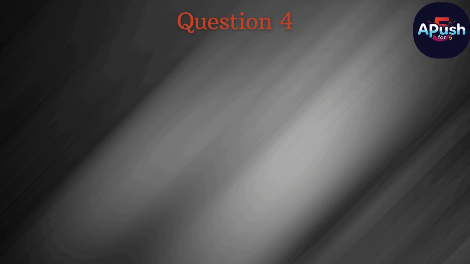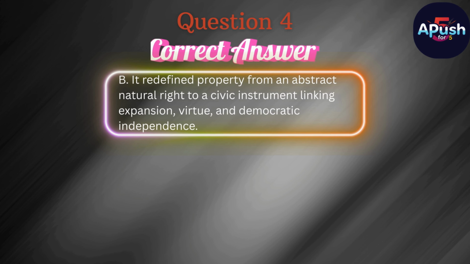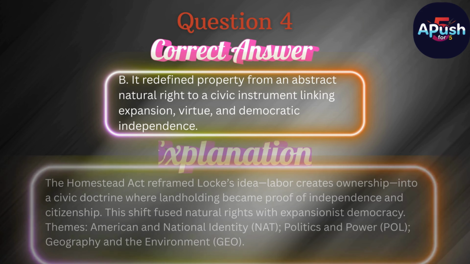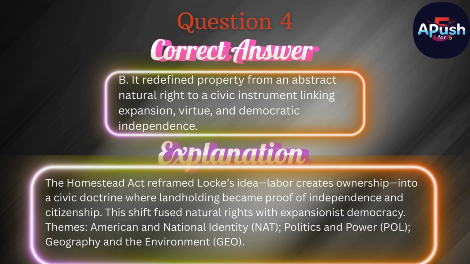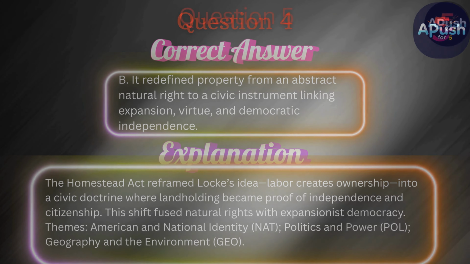The correct answer is B. It redefined property from an abstract natural right to a civic instrument linking expansion, virtue, and democratic independence. The Homestead Act reframed Locke's idea, labor creates ownership, into a civic doctrine where landholding became proof of independence and citizenship. This shift fused natural rights with expansionist democracy.